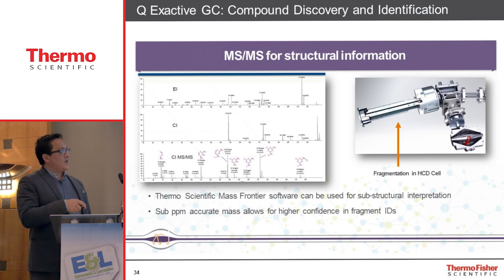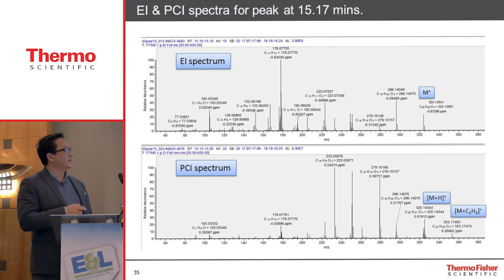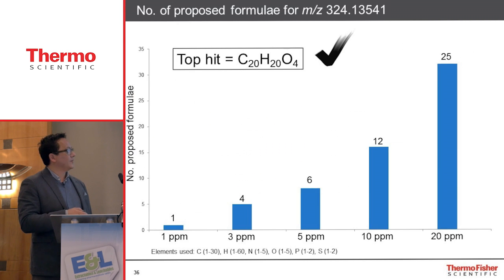So you're then able to take the CI data, and if you want, you can fragment that up again for additional information. Here's our EI spectrum of this unknown molecular ion, and the molecular ion is proven with the formation of the adducts in CI. And then additionally, we can do fragment ion analysis of that CI molecular ion.